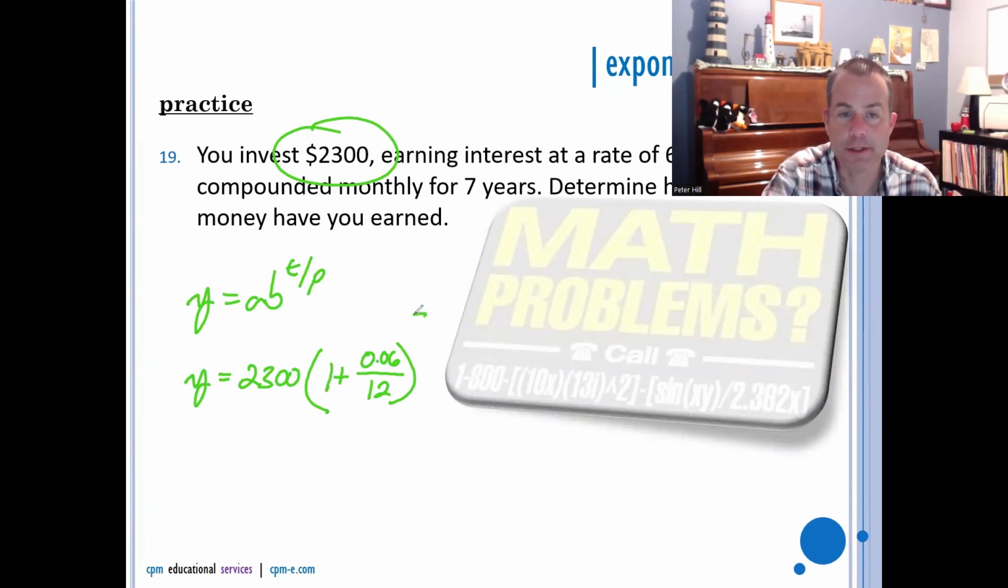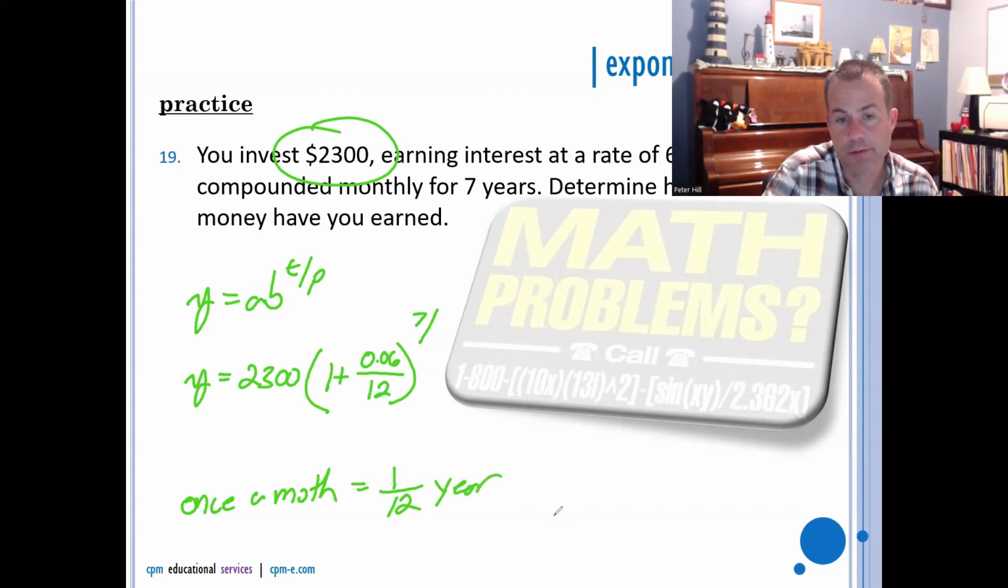Then my total time is 7 and my period time. Now, you got to be careful. We have set this up to be talking about years. My period is actually monthly, but the way I've set this up, I can't say monthly because I've started talking in years, and you can't switch your units in the middle of math. So if I'm talking years, I have to keep talking years. So if it's once a month, well, that would be 1/12 of a year, right? Because there's 12 months in a year. So my period is 1/12.